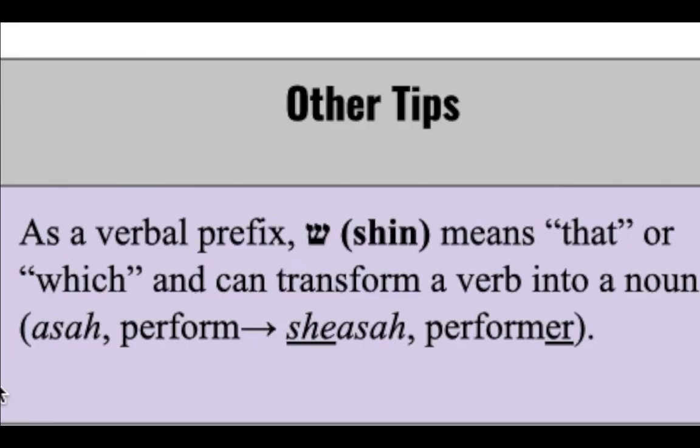Now for other tips, as a verbal prefix, shin means that or which and can transform a verb into a noun. Asa, perform, becomes she asa, performer, or that which performs. It is implied that he is the performer. This is more for grammatical understanding. So if you see that, it will be pronounced she.